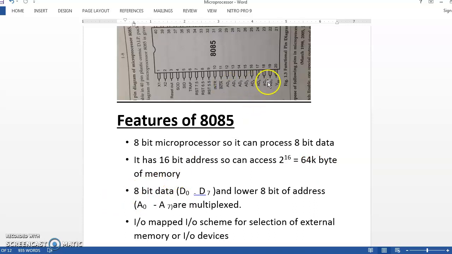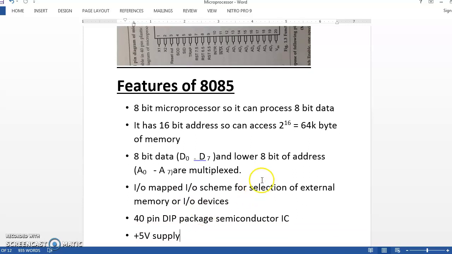Then 8-bit data and the lower 8 bits of the address are multiplexed, that is, they are sent on the same line. And then with the help of a demultiplexer, they are divided into 2 parts. Then the IO mapped IO scheme is used for selecting either the external memory or an input output device. This we will study in detail afterwards.